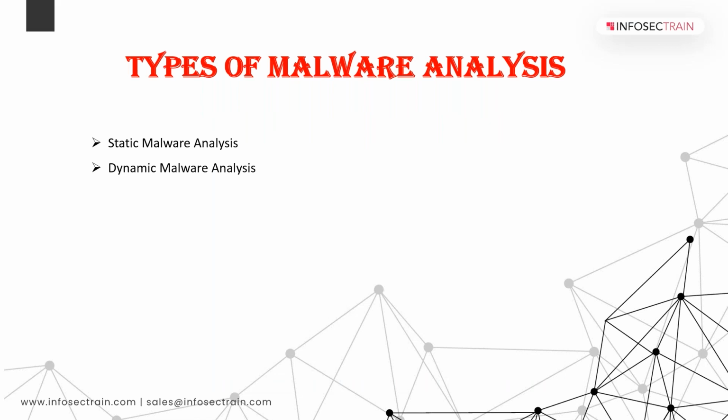So what will happen in the static malware analysis? Let's say in your company your system has been infected with malware. In static malware analysis, our team doesn't run any malicious code. They simply isolate the system from your network and take the hash of the malware. Whatever malware has been injected in your system, they take the hash of the malware, and based on that hash, they analyze what the attacker has targeted in that particular code.